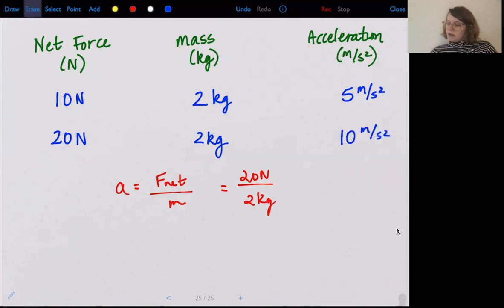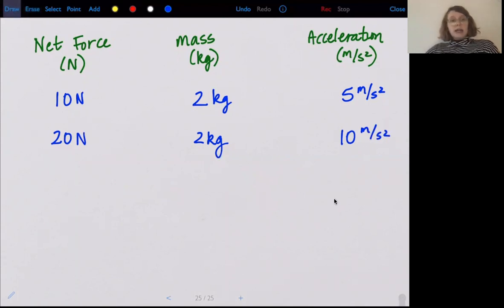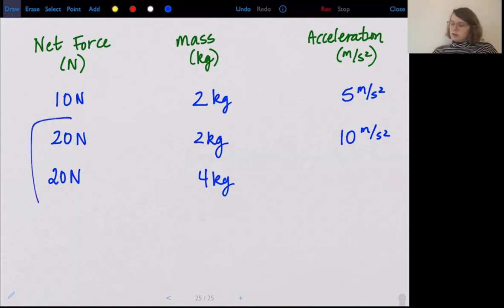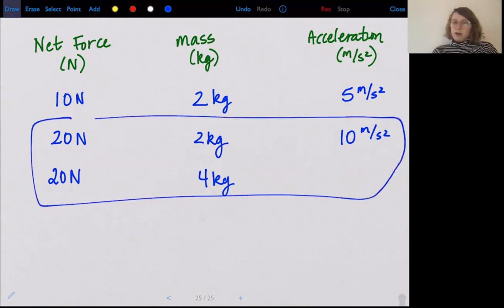Okay, I'm going to fill out the rest of this table and then we're going to come back and discuss it. But anyway, the next thing: now, rather than pushing a 2 kilogram object, I'm going to be pushing a 4 kilogram object. So now we're going to change the mass, but I'm going to still push it with 20 newtons of force. When I change the mass of the object, do you think that the acceleration should go up or go down?